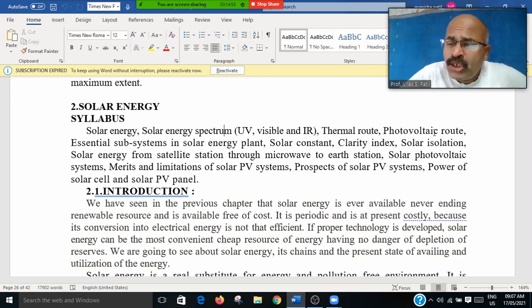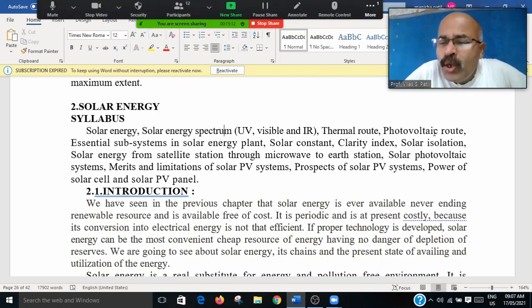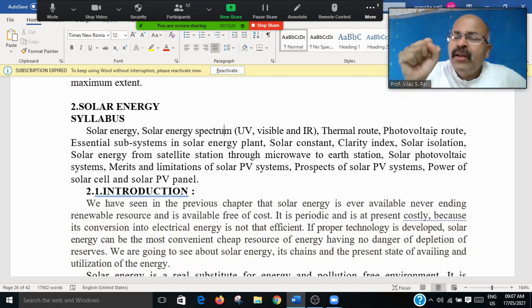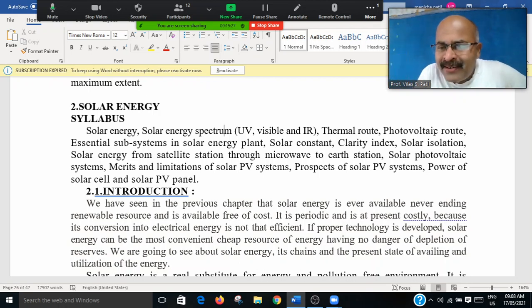Friends, the most important factor we have to take into consideration is the solar constant. Without calculating and monitoring the solar constant at the place where we want to start the solar plant, we can't go ahead to convert the solar energy into electrical energy. Where we wish to design the solar energy plant, we have to consider what the solar constant is at that place.